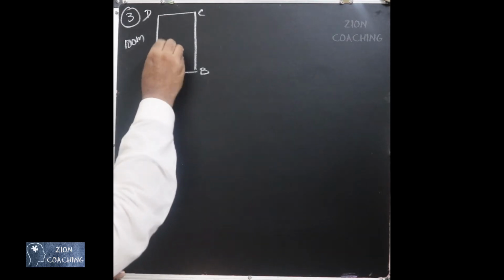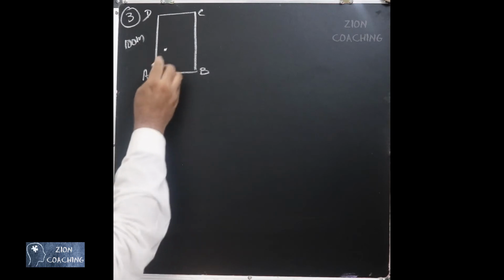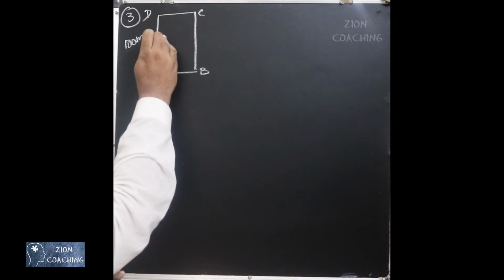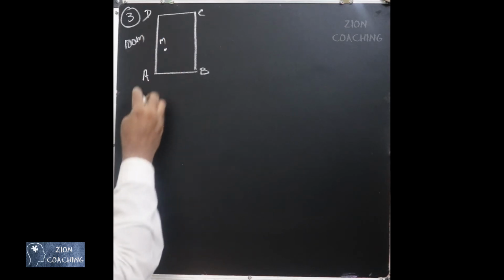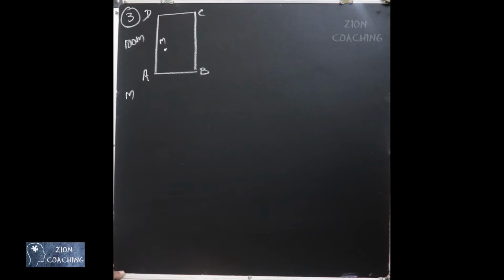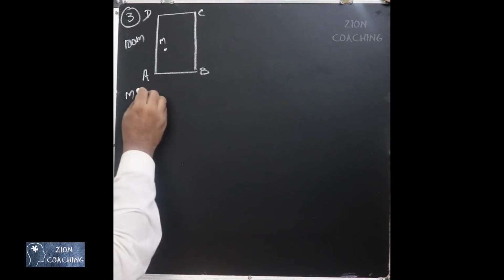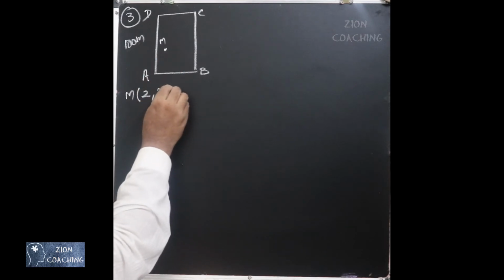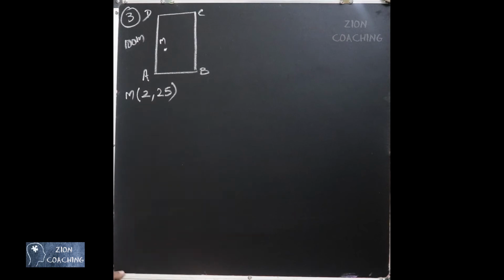So that point, let us name that point as M. This point M is going to be on the second line. She has run 1/4 of the distance, so it is going to be (2, 25).